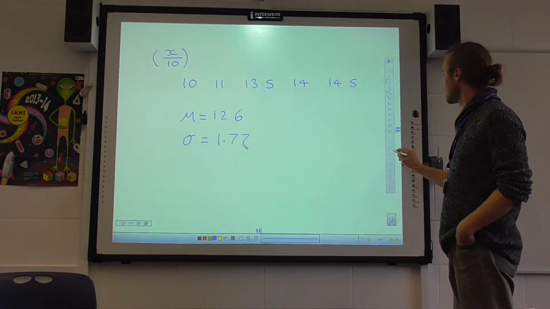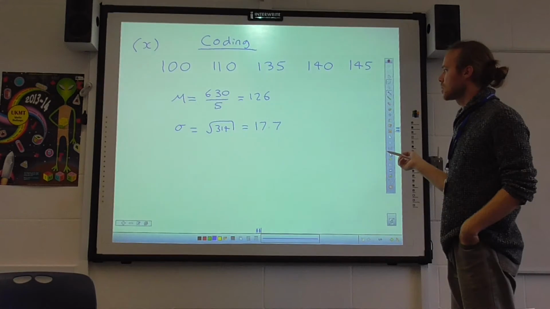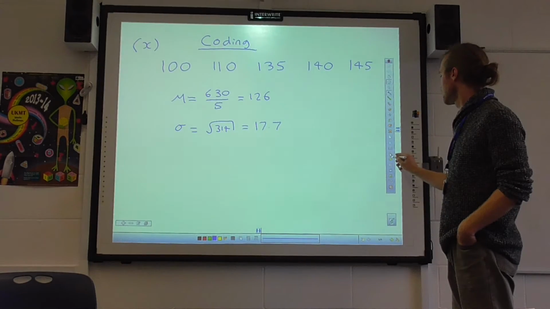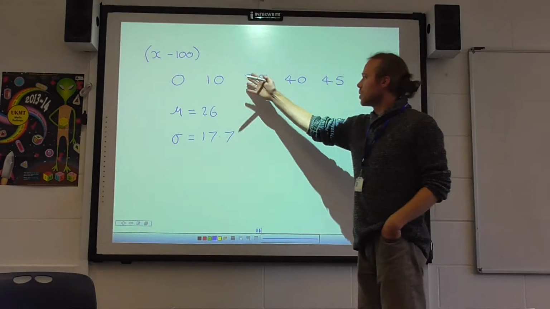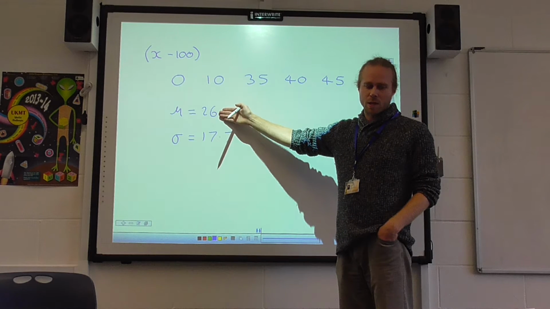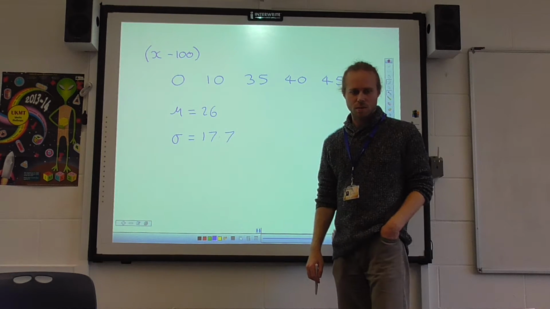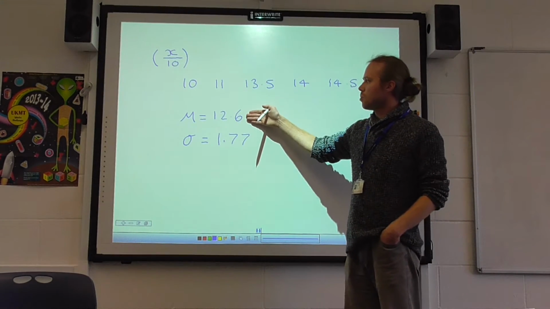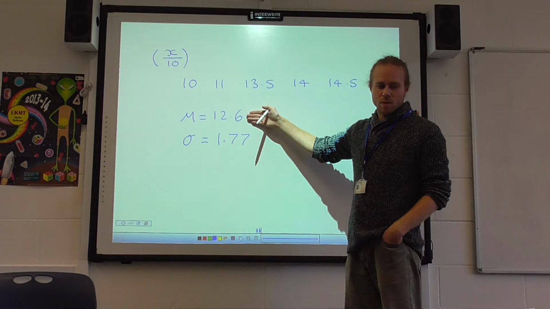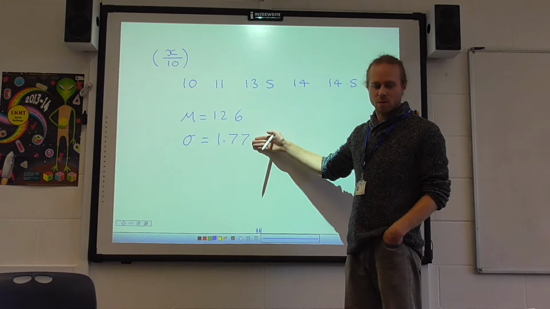Okay, let's just look back now at our original data. So we had a mean of 126 and a standard deviation of 17.7. When we subtracted 100 from each of our numbers, can you see that the mean is now 100 less than for the original? However, the standard deviation is the same as the original data. When we divided it by 10, the mean is now the original mean divided by 10, and the standard deviation has also been divided by 10.